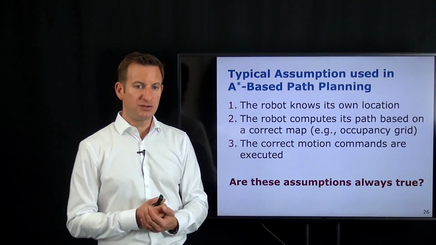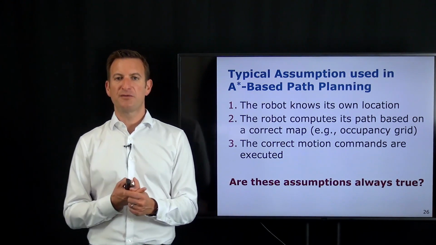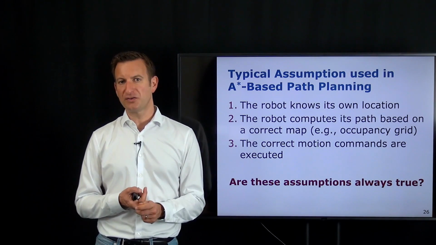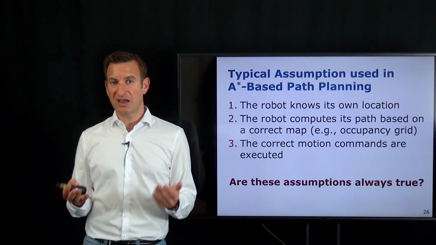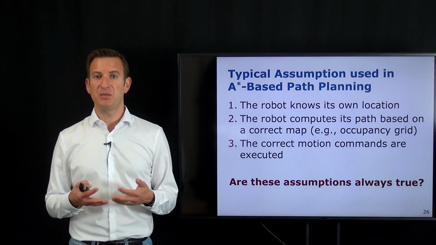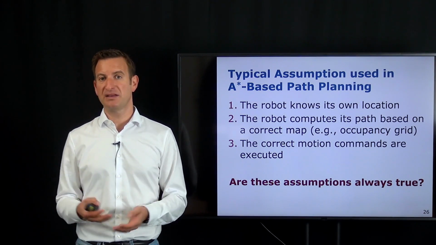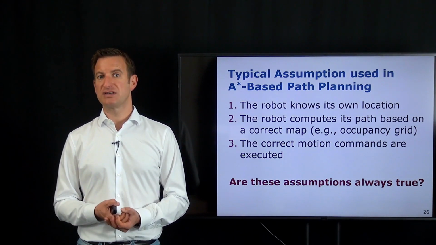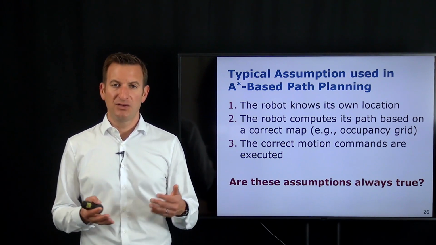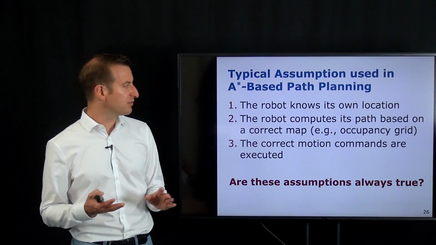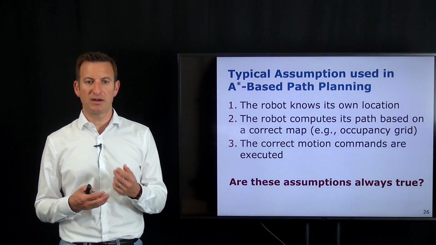So what are typical assumptions if you use A-star based path planning for mobile robots? The first thing is we assume we know where the system is. So we assume our localization system works. Because if our localization system doesn't work or makes large mistakes, then we may not be in the state where the system thinks it is. And then, of course, the planning system is likely to make wrong assumptions and may lead to collisions or at least to a suboptimal path. So most planning algorithms assume the robot location is known.